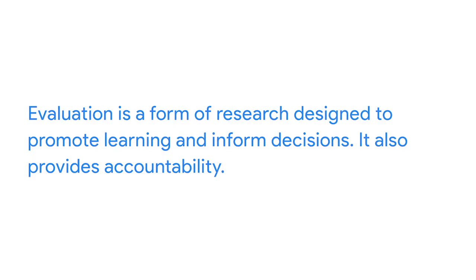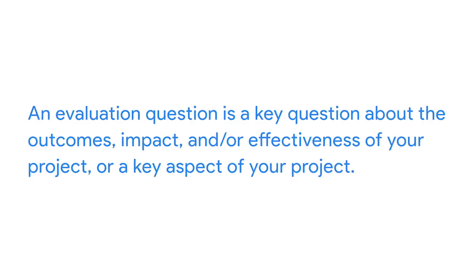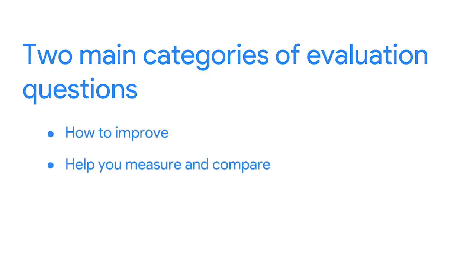Evaluation is a form of research designed to promote learning and inform decisions. It also provides accountability. An evaluation question is a key question about the outcomes, impact, and/or effectiveness of your project, or a key aspect of your project. And there are 2 main categories of evaluation questions: those that ask how to make improvements, and those that help you measure and compare. In the next video, I'll discuss how to create evaluation indicators for your questions, which will help you focus the type of feedback that will be most useful to your project. You'll apply what you've learned in upcoming activities as you review the supporting materials and write your own set of evaluation questions and indicators. Meet you there.